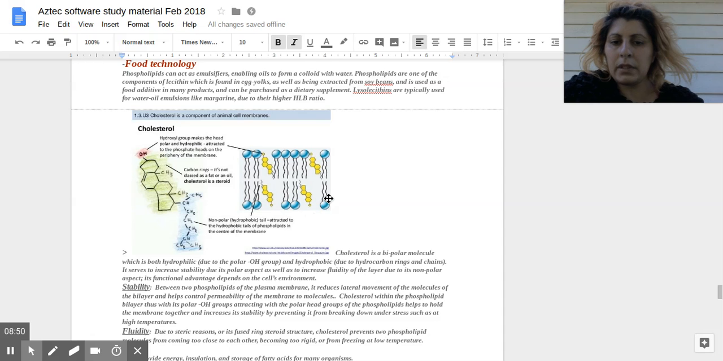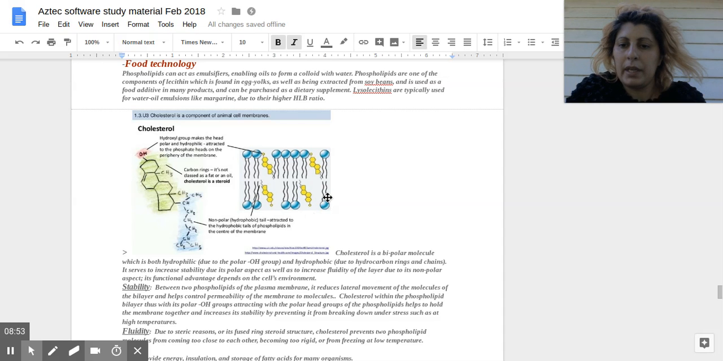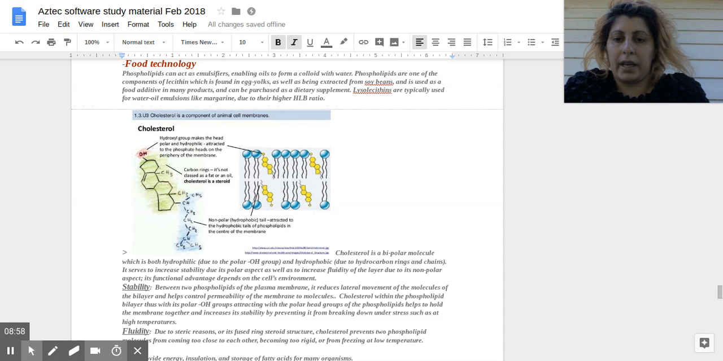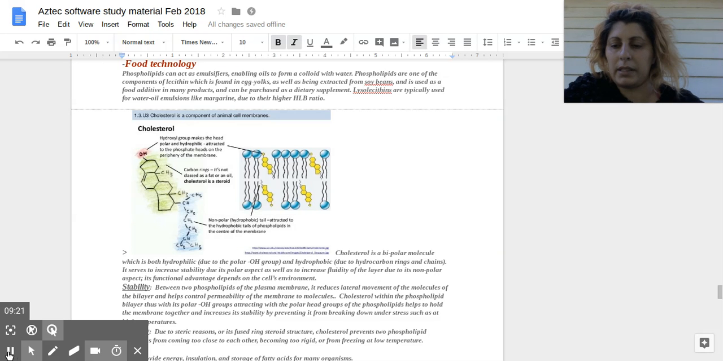Cholesterol is a bipolar molecule, just like phospholipids, both hydrophilic due to the polar hydroxy groups and hydrophobic due to the hydrocarbon rings and the hydrocarbon chains. It serves to increase stability due to its polar aspect, as well as to increase fluidity of the layer due to its non-polar aspect. So its functional advantage depends on the cell's environment.